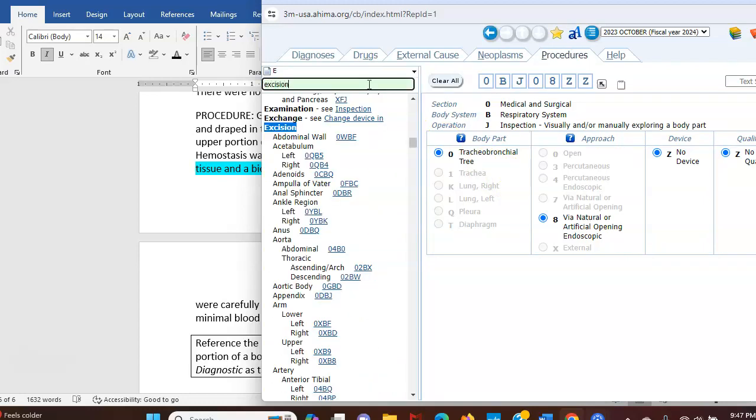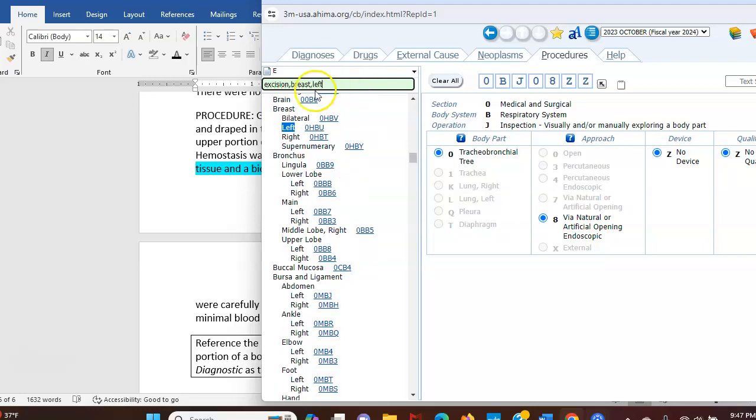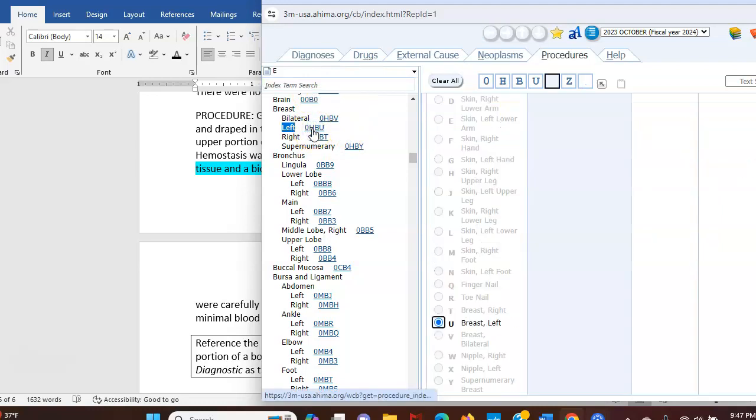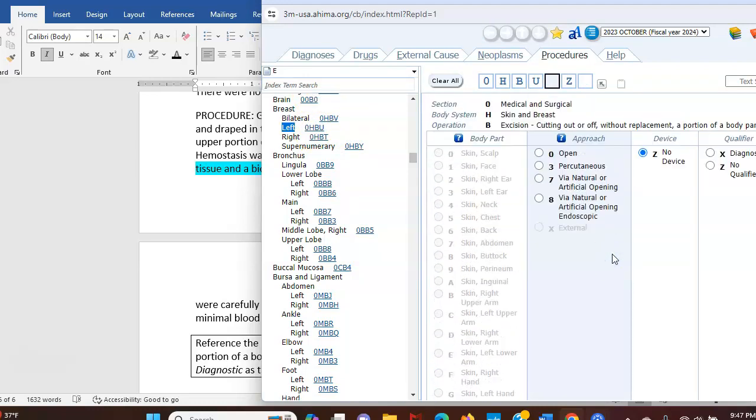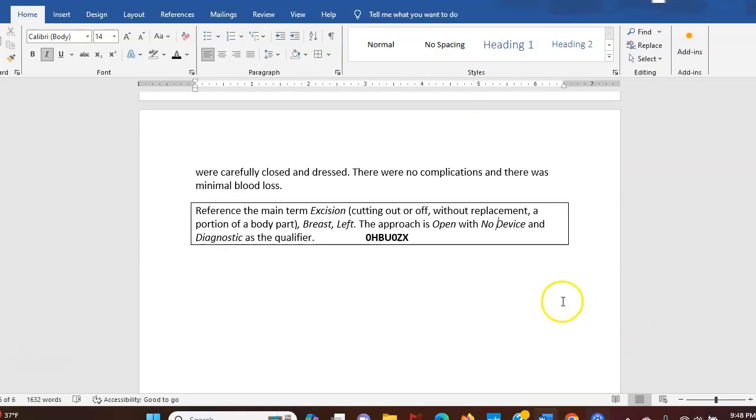Excision, body part, and then the side specifically. Okay, and then we're going to come up here and look. I said it was open, no device, and it's going to be diagnostic. So there's our code there. And that is it.